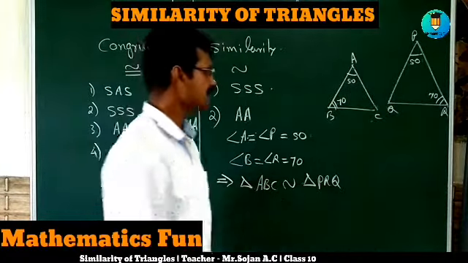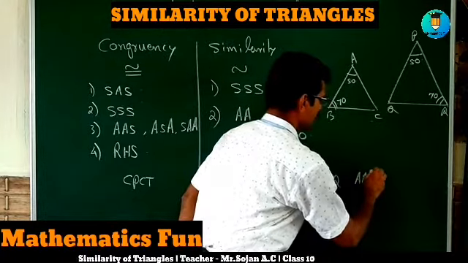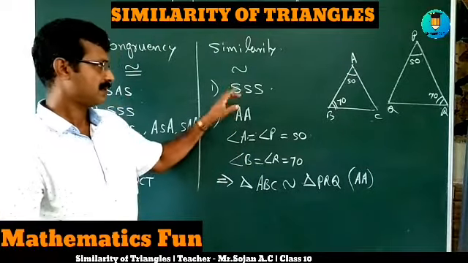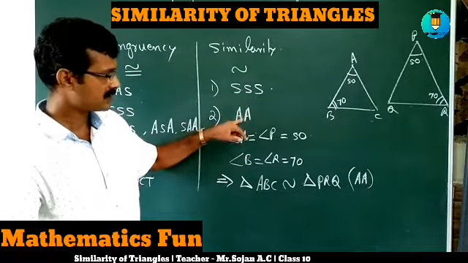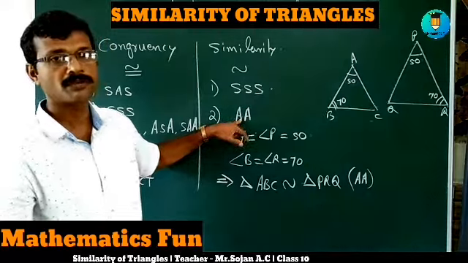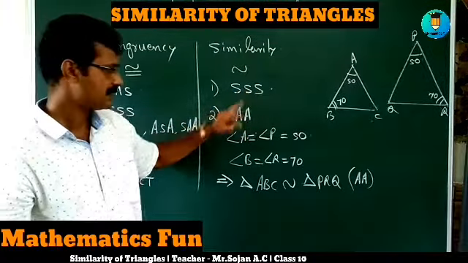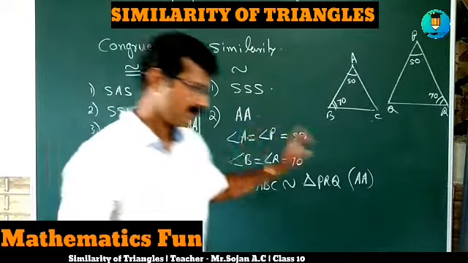So these two triangles are similar by the AA theorem, or we can say the AA rule. This is the second one. SSS was the first one; the second one is AA. Here we are dealing with only angles, while the first one was only about the sides. So two rules are over.